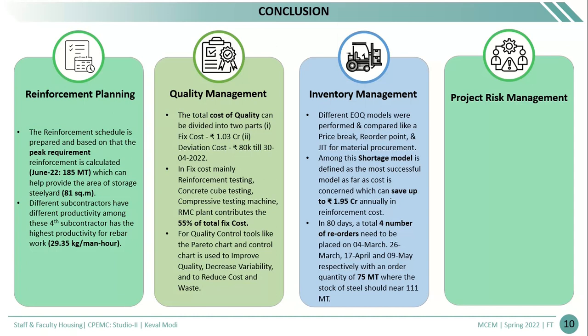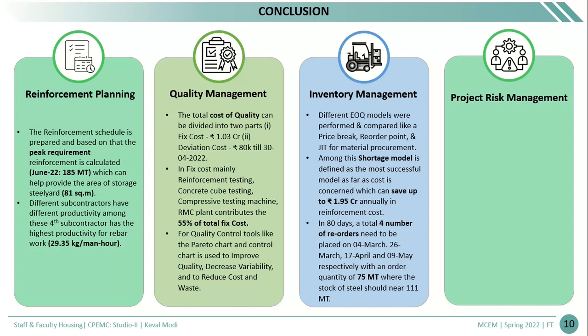Then for 80 days, the reorder points are calculated. Basically, four reorder points need to be placed at 4th March, 26th March, 17th April, and 9th May respectively, with an economic order quantity of 75 metric ton, where the stock of steel should be nearly 111 metric ton.